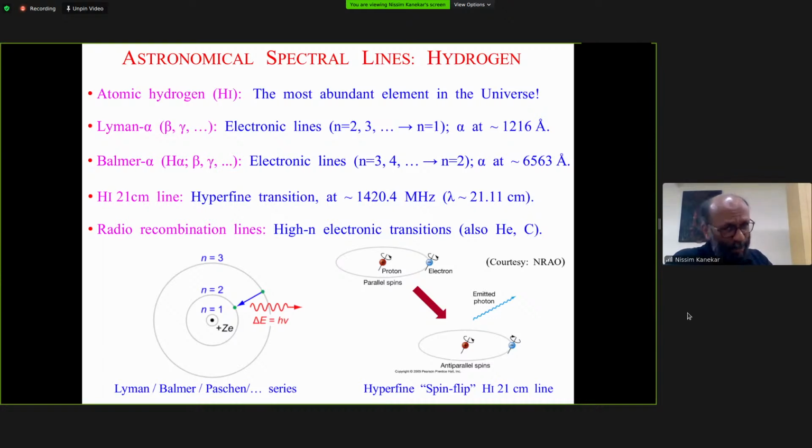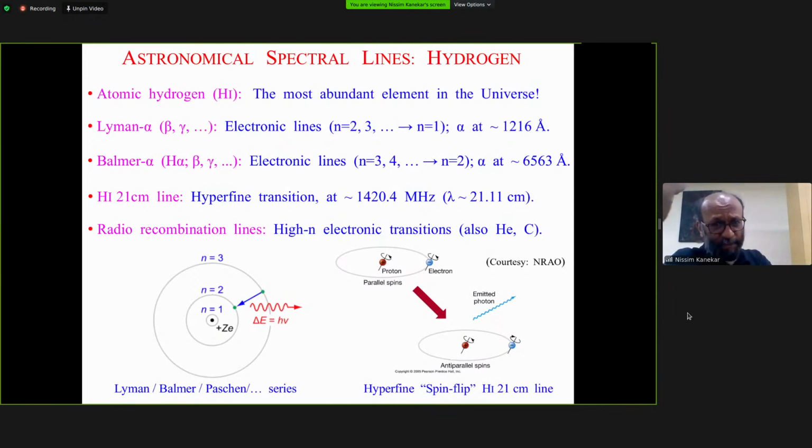A line which is perhaps, and I will argue this on Monday, the most important line in astronomy also arises in atomic hydrogen. And this is called the HI 21 centimeter line. This is very different in its physics. This is a hyperfine transition. So a hyperfine transition arises because if you take atomic hydrogen, atomic hydrogen is made up of an electron and a proton.